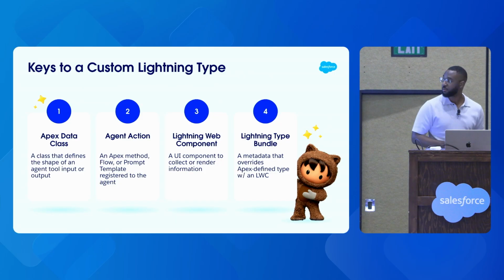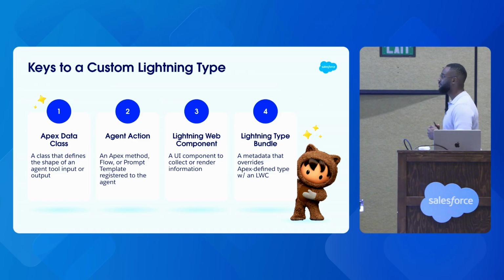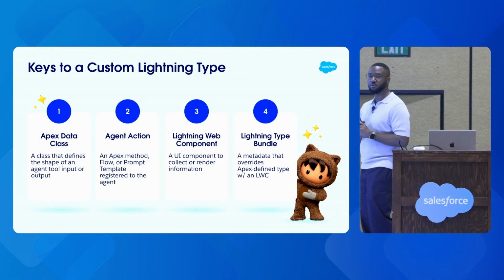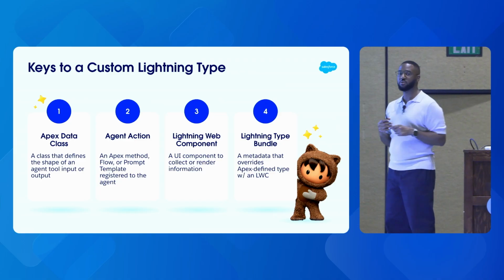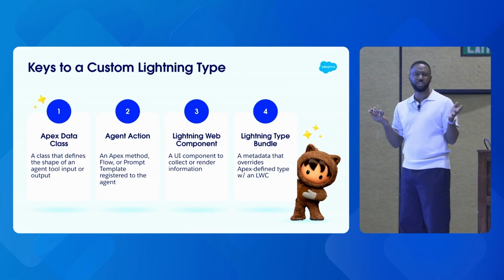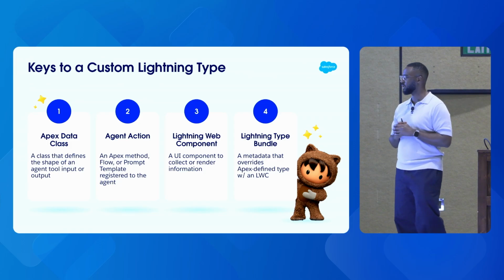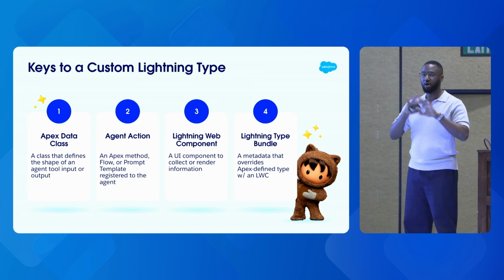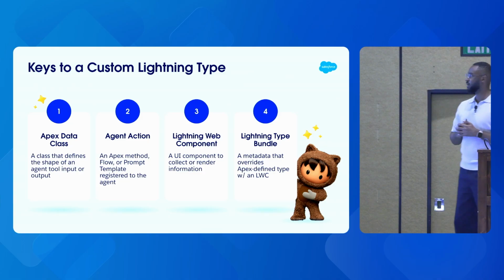All right. So here are the keys to a custom Lightning type, okay? The first is you need an Apex data class. Custom Lightning types essentially just tie an Apex-defined data class, or an object-defined data class, to a Lightning Web component. You can do that too, but generally it's going to be an Apex-defined data class. So you can only override custom Apex data classes. You can't override, like, a string, okay? So you need an Apex data class.